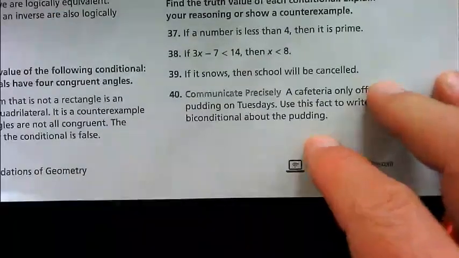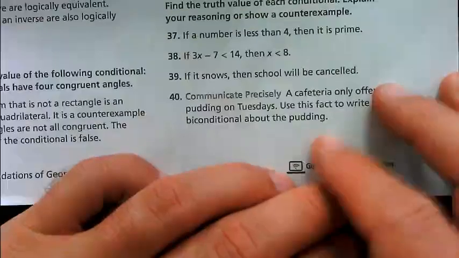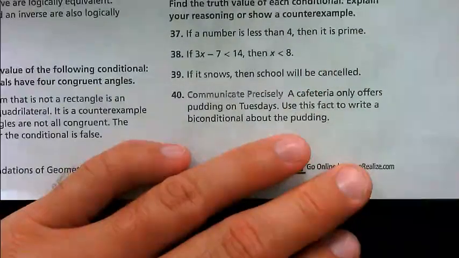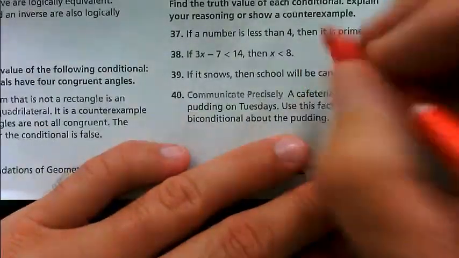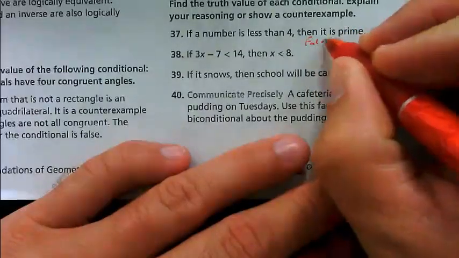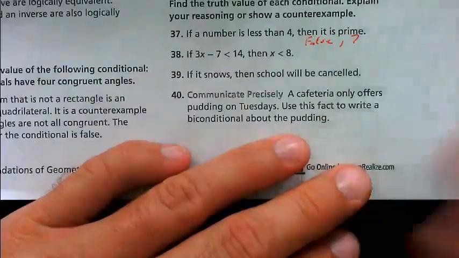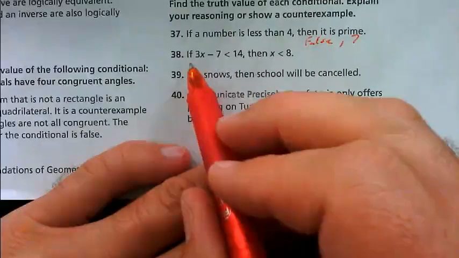All right, go on to 37. Find the truth value of each conditional. Explain your reasoning. Show a counterexample. So if a number is less than 4, then it is prime. Well, are there prime numbers that are greater than 4? Yes. So that's a false statement. Counterexample, 7. 7 is a prime number that is more than 4.